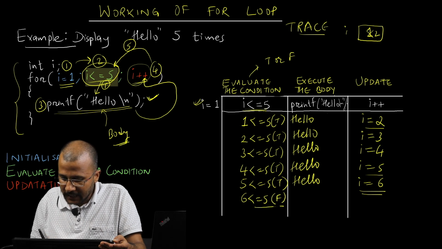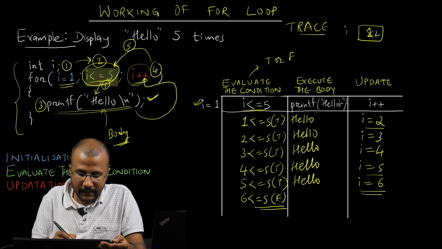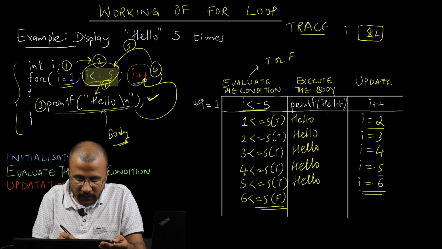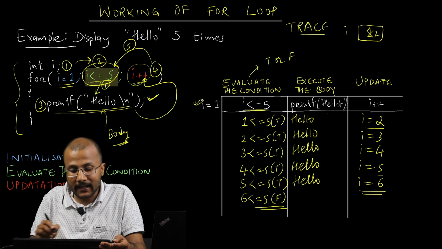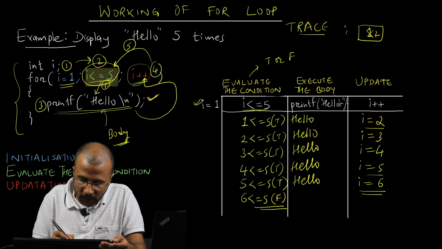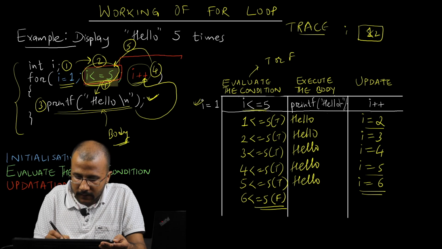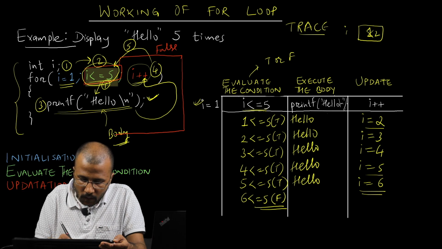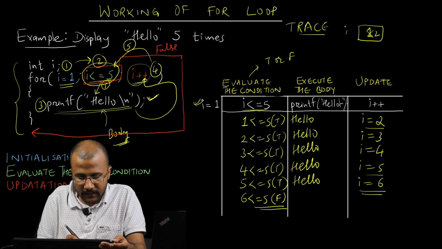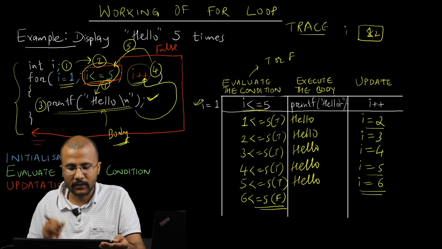So whenever the condition becomes false, you do not go inside the body. Now you exit out of the loop. So let's write it here, if this becomes false, you just come out of the for loop, and if there's any statement outside of the for loop, you can execute that.